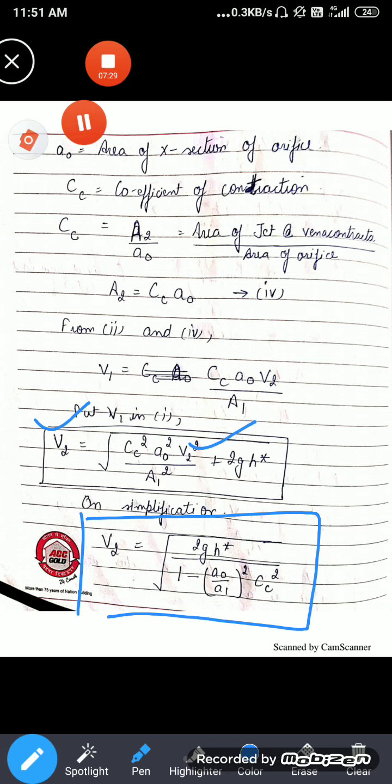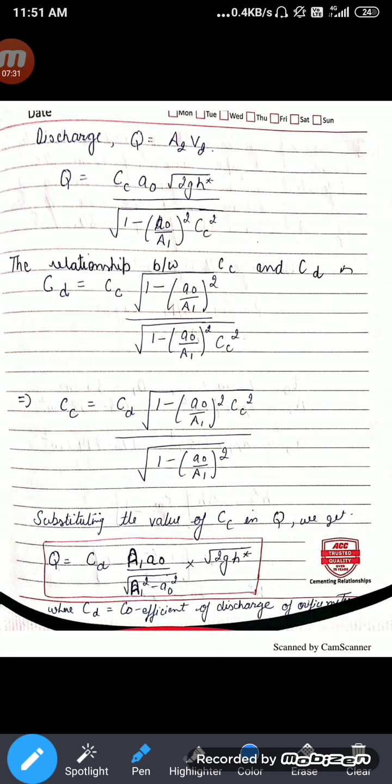Now see, why are we doing this? We have to find the discharge, or you can say our rate of flow through a pipe. Discharge, I already told you, is equal to area into velocity. So we are finding at section 2, and it is equal to A2 V2. Substitute the value of V2 from the previous equations and we get this equation.